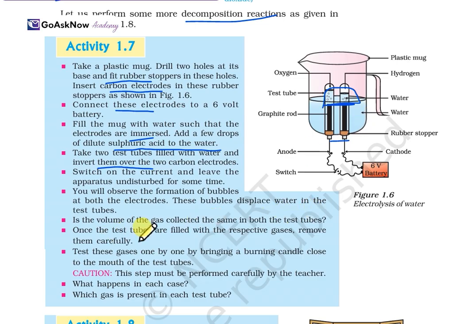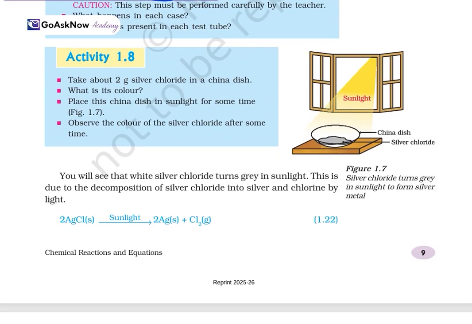Just check it. Once the test tubes are filled with the respective gases, remove them carefully, and test these gases one by one by bringing a burning candle close to the mouth of the test tube. The caution is that this must be performed carefully by the teacher, and what you have to observe is what happens in each case, and which kind of gas is present in each tube. So this is one activity. Another activity is also there.